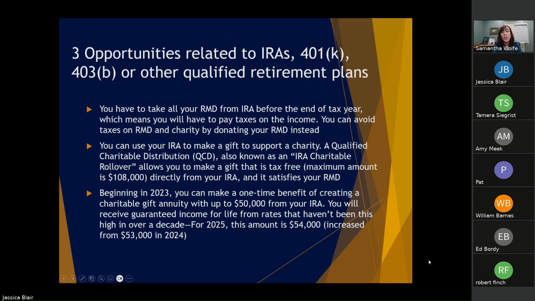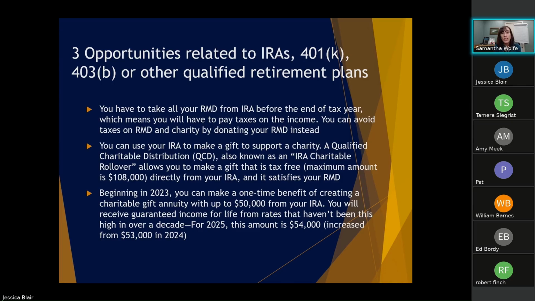Now, there are some opportunities related to IRAs, 401ks, 403bs, or other qualified plans. So you have to take an RMD from your IRA before the end of the tax year, which means that you do have to pay income taxes on that income. You can avoid taxes on an RMD and benefit the charity by donating your RMD instead, and that's where we talked about that qualified charitable distribution. It's also known as an IRA charitable rollover. It allows you to make a gift that's tax-free. The maximum amount is $108,000 for 2025 directly from your IRA, and it does satisfy your RMD. The difference here is, again, we don't have to ever include it in our adjusted gross income. Like we talked about, beginning in 2023, that is adjusted for inflation.